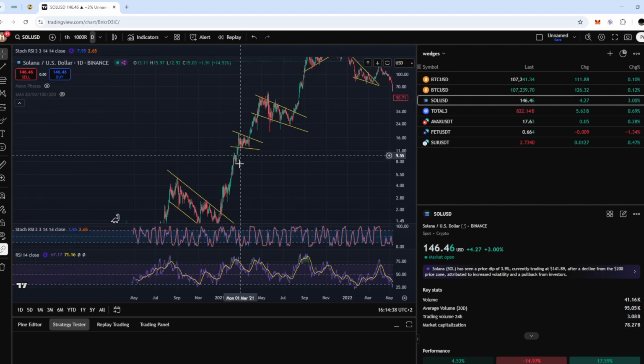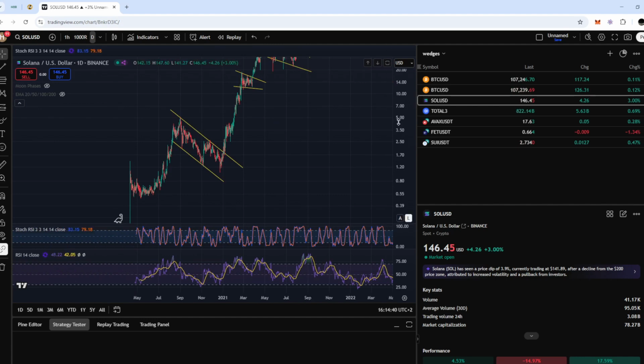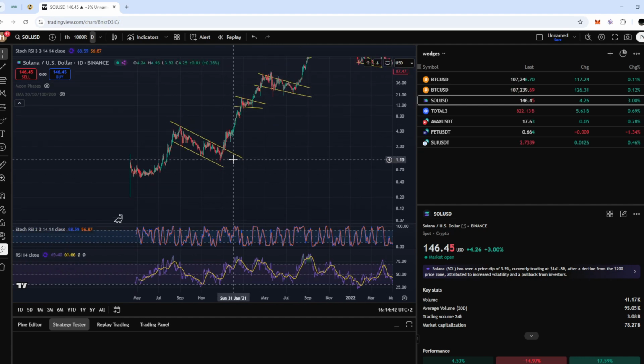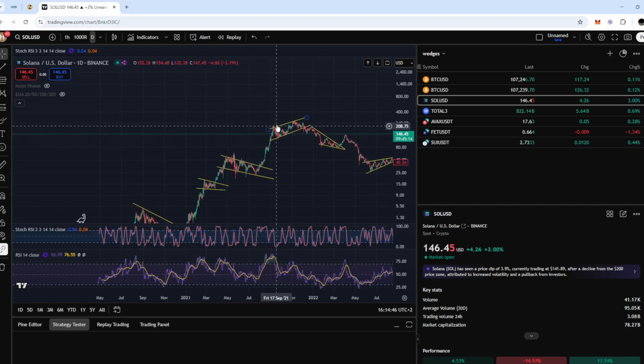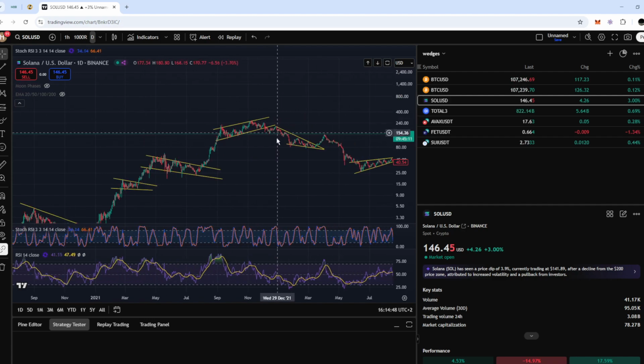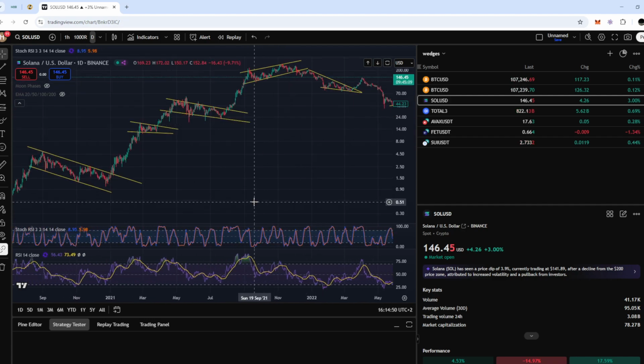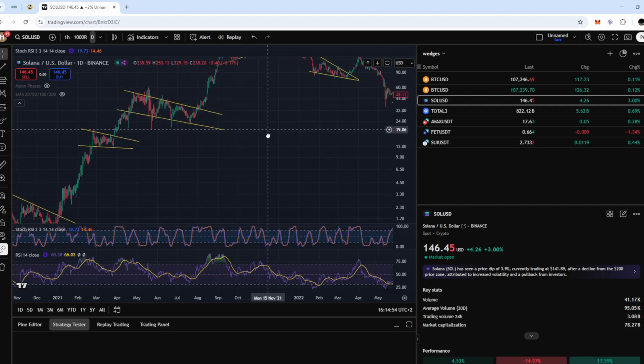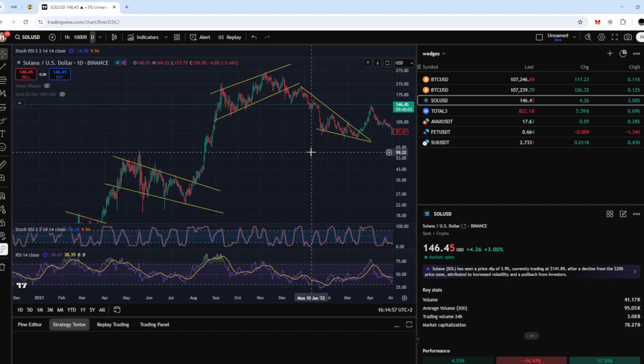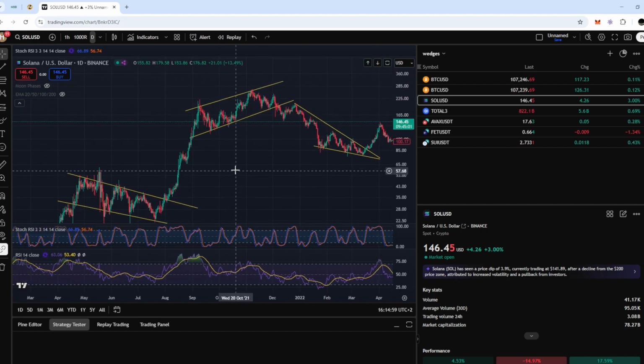All right, so this was a crazy push. Actually, if you look back at the chart, we went all the way from $1 up to 260. So it's a 260x. That's some crazy returns for Solana. This was the winner of the 2021 bull run. And of course, what goes up must also come down at some point.